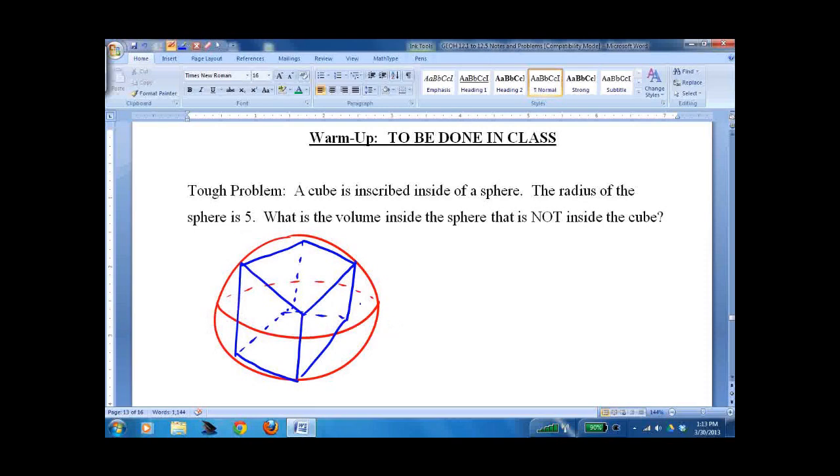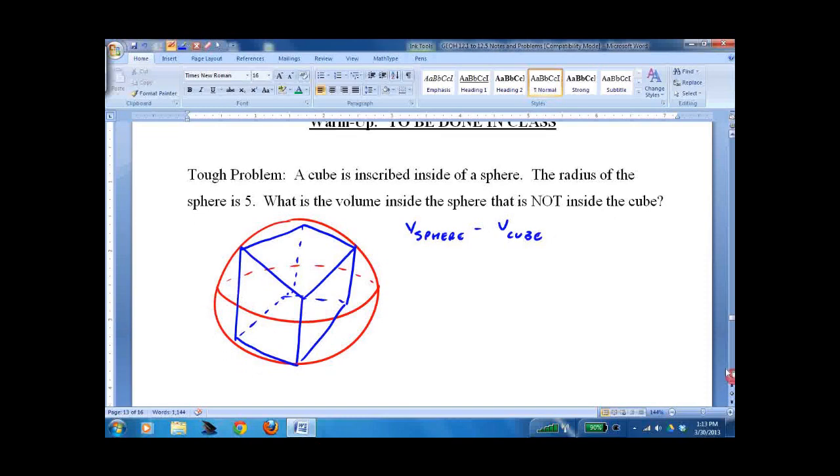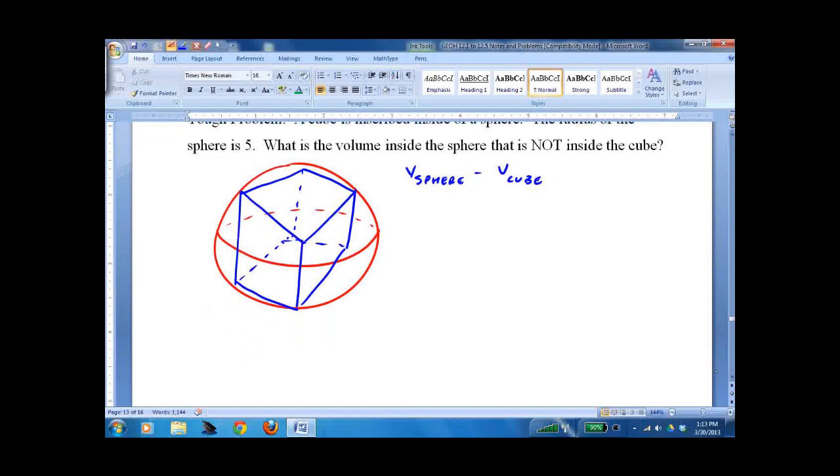Now, the radius of the sphere is 5. So our question is, what's the volume inside the sphere that's not inside the cube? So we need to do volume of the sphere minus volume of the cube. Sounds easy enough. We know the radius is 5, so volume of the sphere is a piece of cake.